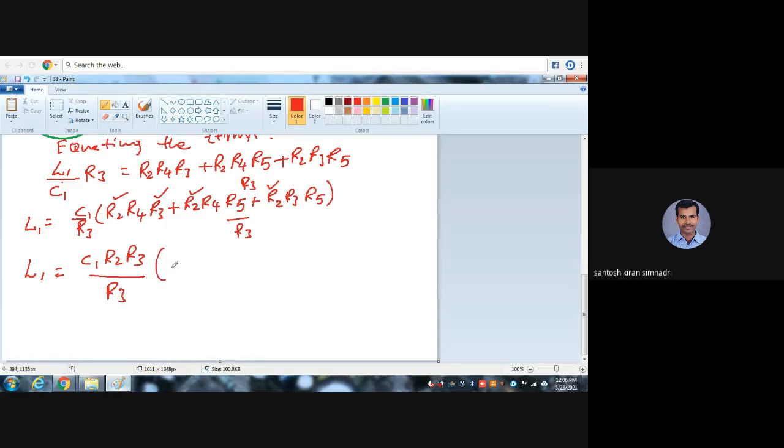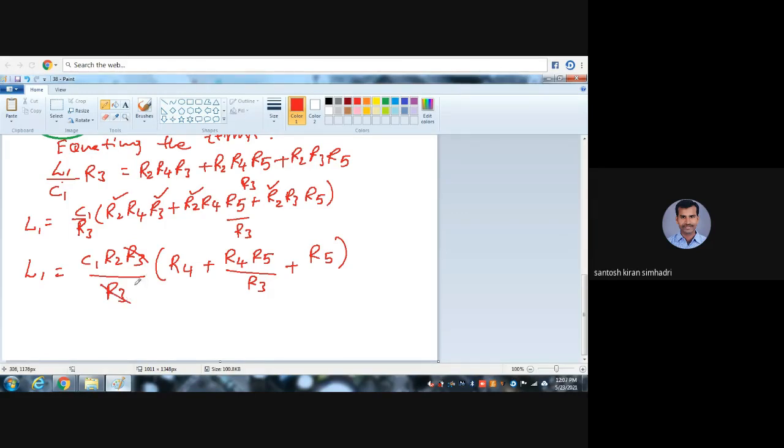Then what about here? I will write only R4. Plus R2 into, already I have taken R2 common, R4 into R5 by R3. Then plus simply I can write here R5. Excellent. Students who are listening to this class will find it very easy to derive in the final examinations. Here one more thing, I think R3 gets cancelled.